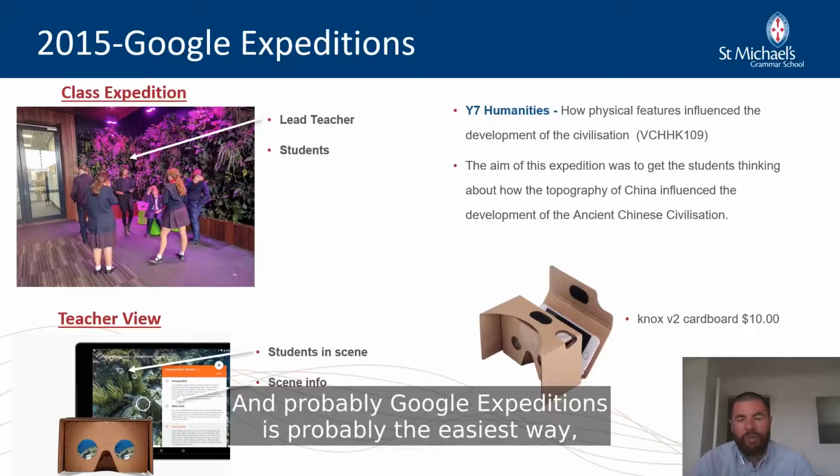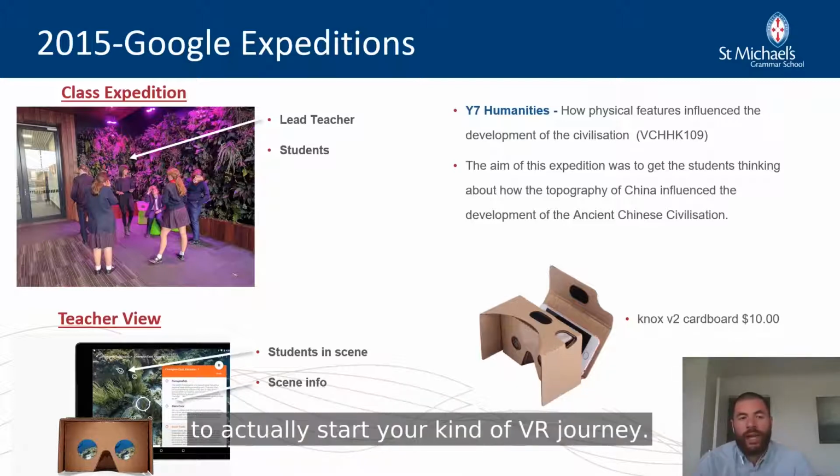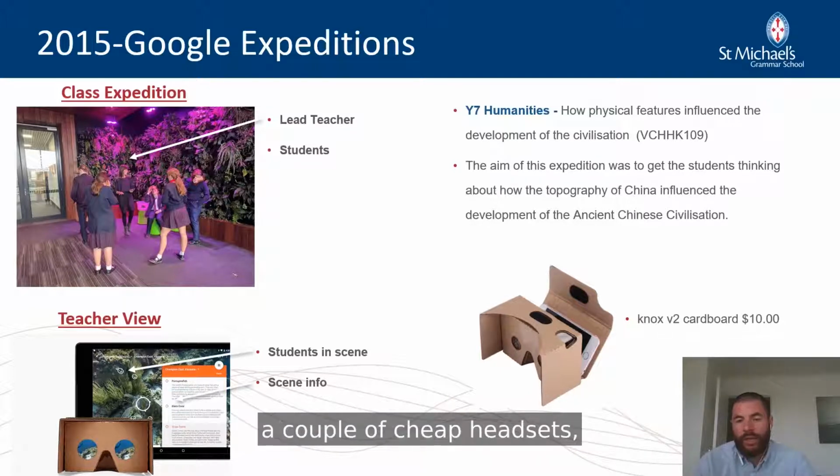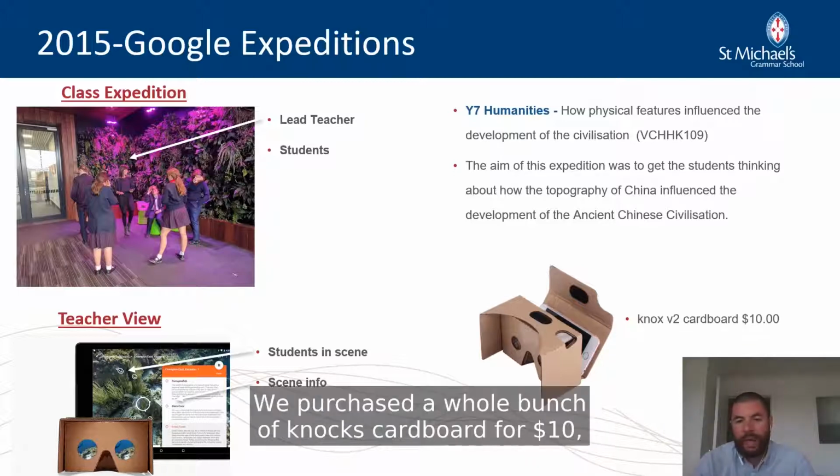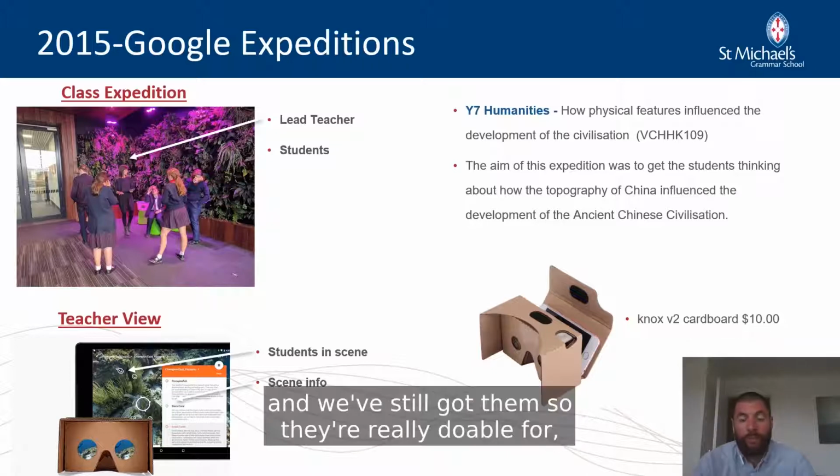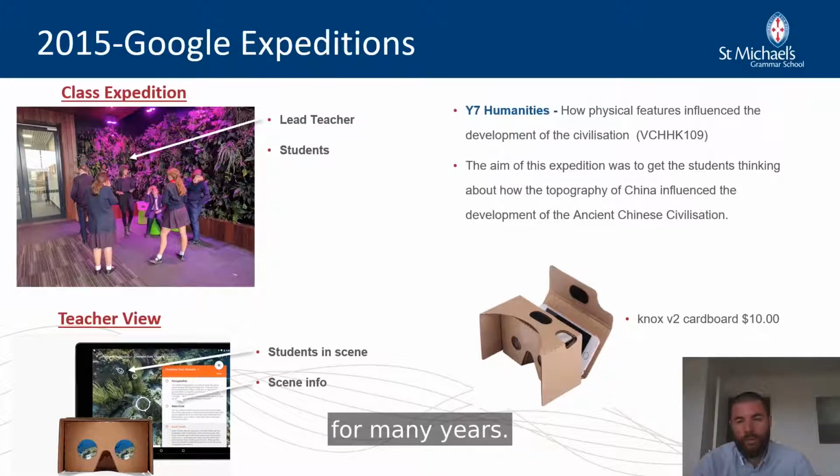Google Expeditions is probably the easiest way to start your VR journey. For those who are interested in buying a couple of cheap headsets, you can buy them from eBay. We purchased a whole bunch of Knox cardboard for $10, and we've still got them, so they're really durable for many years.